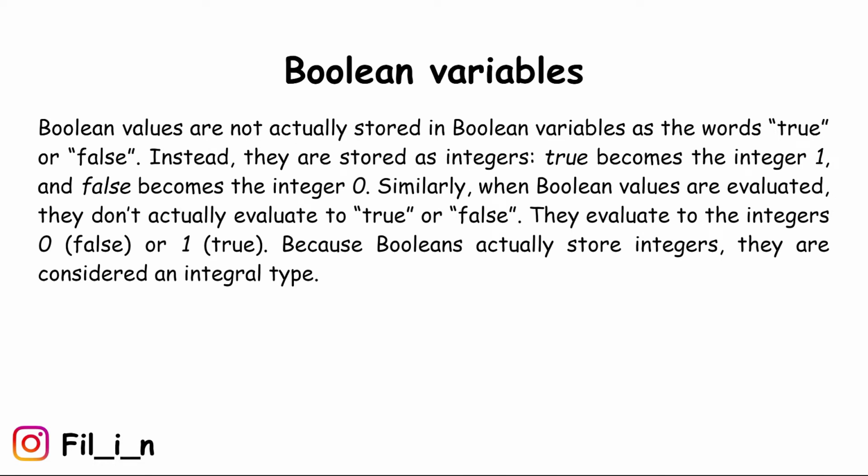Boolean values are not actually stored in Boolean variables as the words true or false. Instead, they are stored as integers. True becomes the integer 1, and false becomes the integer 0. Similarly, when Boolean values are evaluated, they don't actually evaluate to true or false. They evaluate to the integers 0, false, or 1, true. Because Booleans actually store integers, they are considered an integral type.